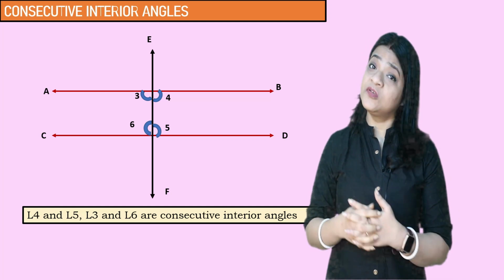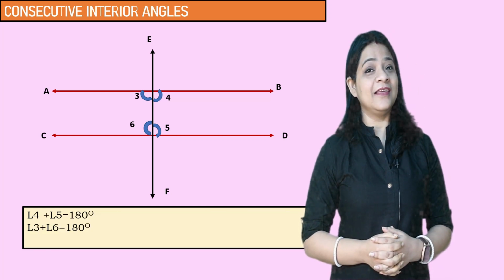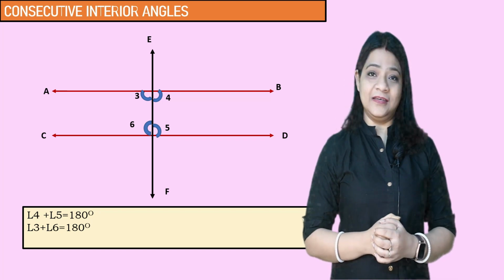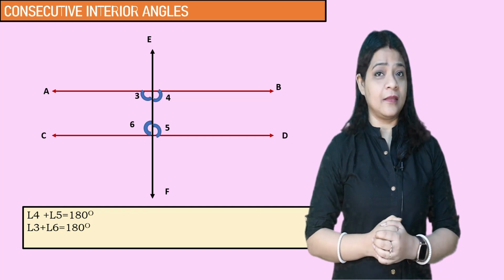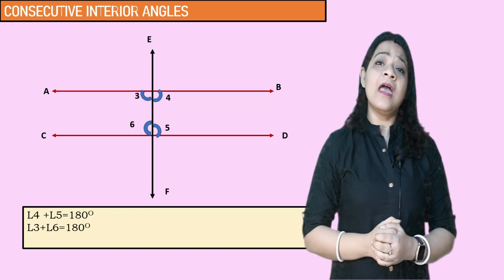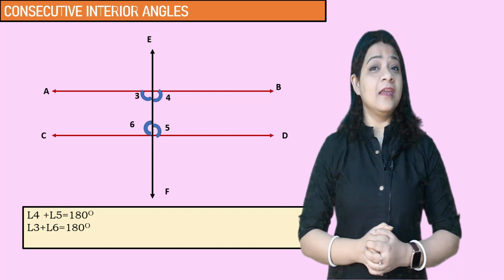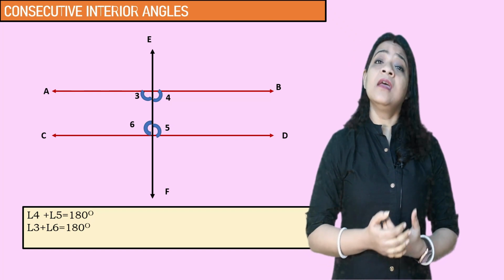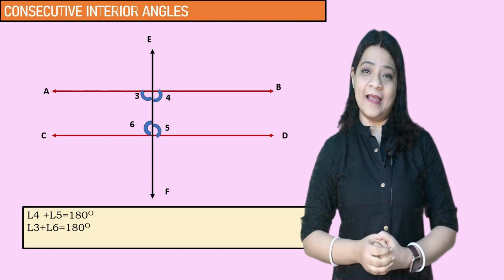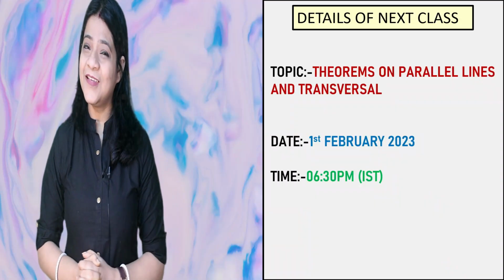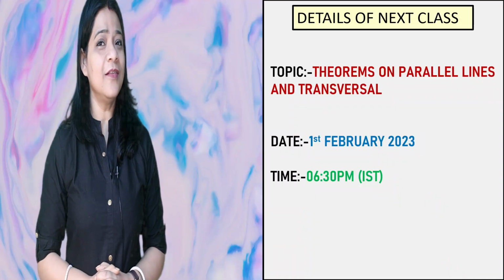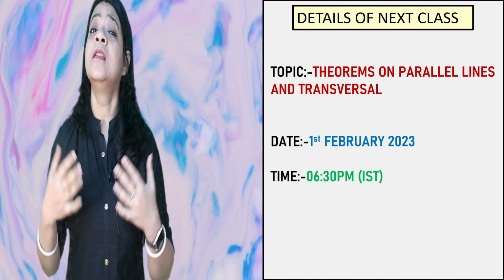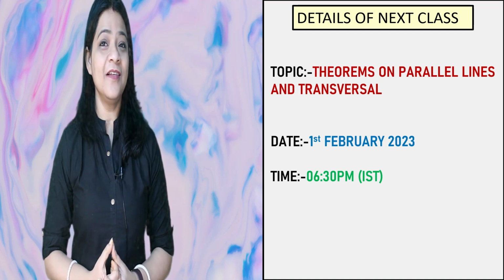Now the relationship between the consecutive interior angles is that the sum of these angles is 180 degrees. That is, angle 4 plus angle 5 equals 180 degrees, and angle 3 plus angle 6 equals 180 degrees. How does this happen? That will be verified in the next video. This is all about parallel lines and transversals and different types of angles associated with them. In the next video, we are going to discuss the theorems related to parallel lines and transversal.